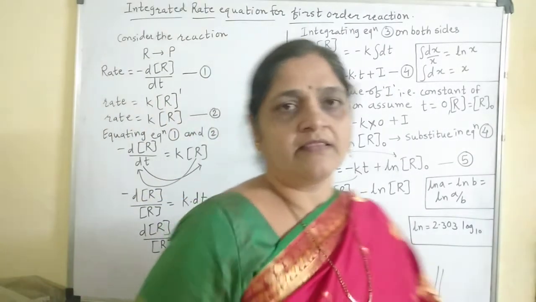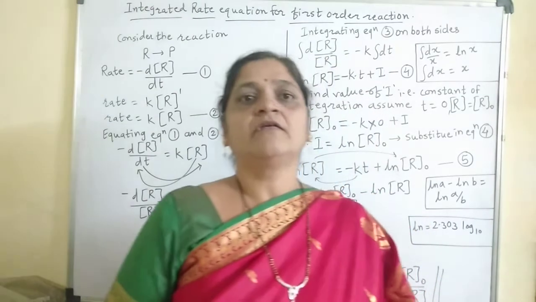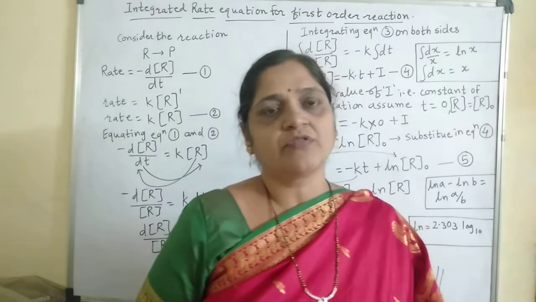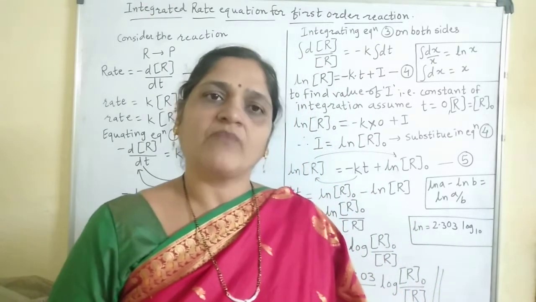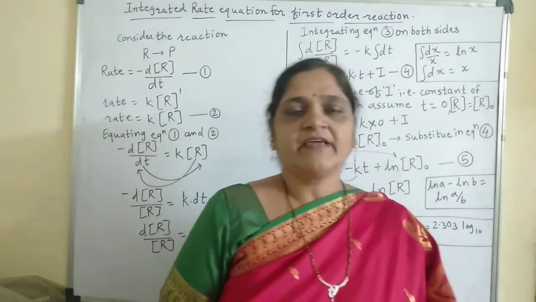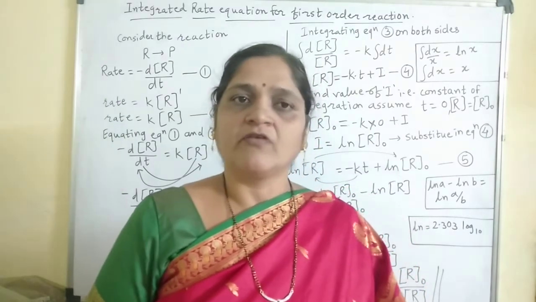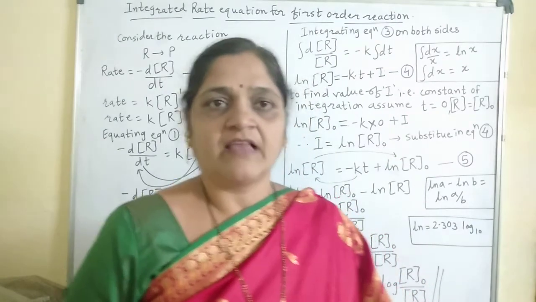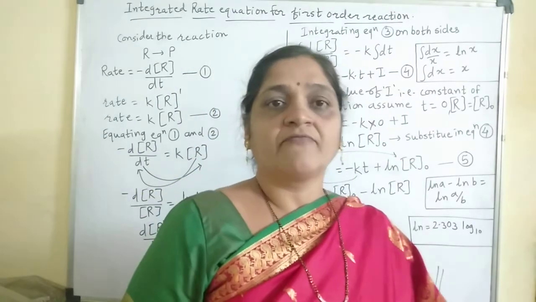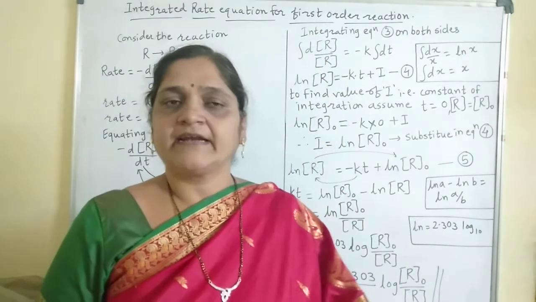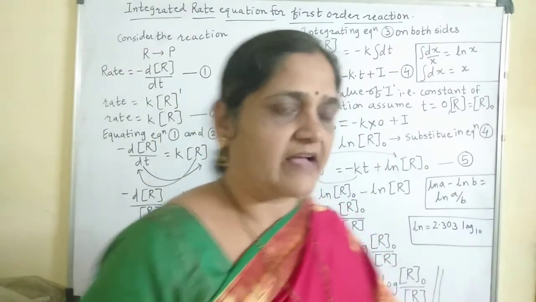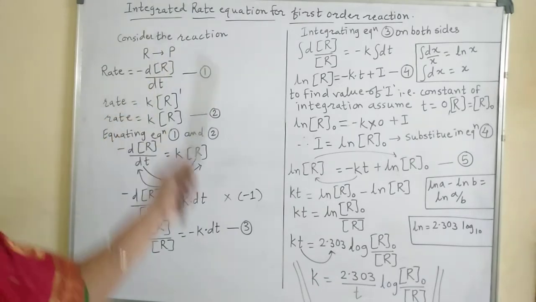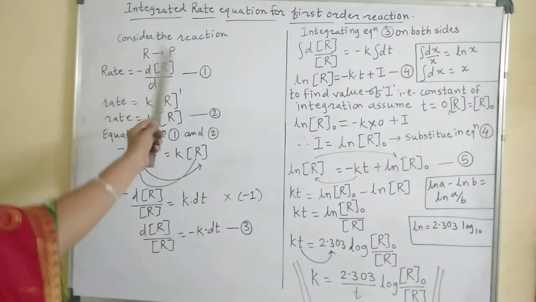You already know that in a first order reaction, the rate of reaction is directly proportional to the concentration of one reactant only, or we can say the first power of the concentration of the reactant. So now we will see how we can find the integrated rate equation for the first order reaction. Consider the reaction R going to P, where R is the reactant and P is the product.